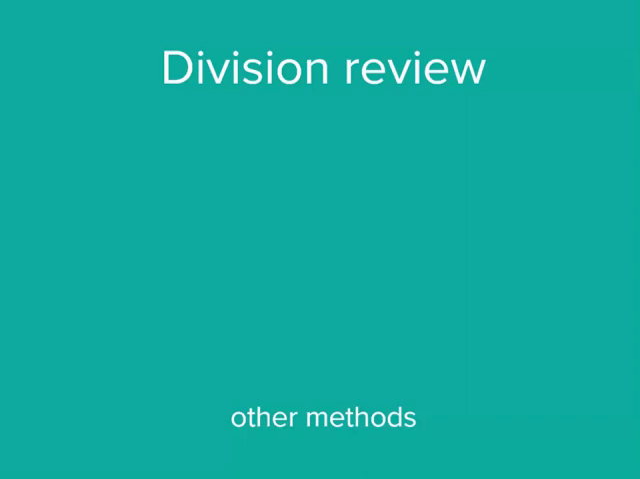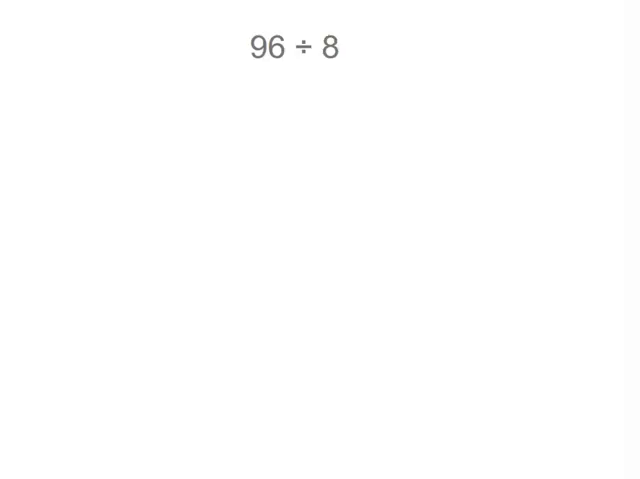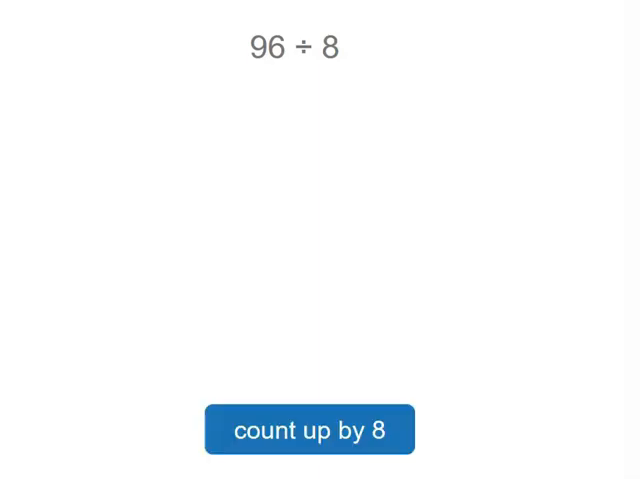We can actually use some other methods as well, including the area model, to work out division. So let's say we've got 96 divided by 8. How many groups of 8 can we make with 96? Let's start counting up by 8.